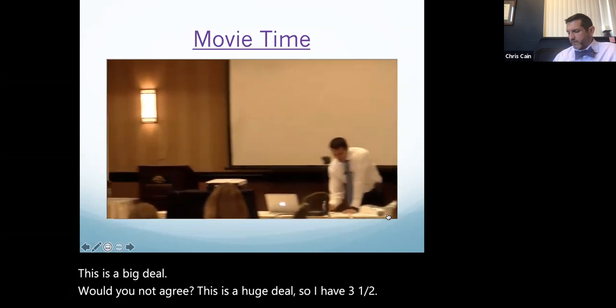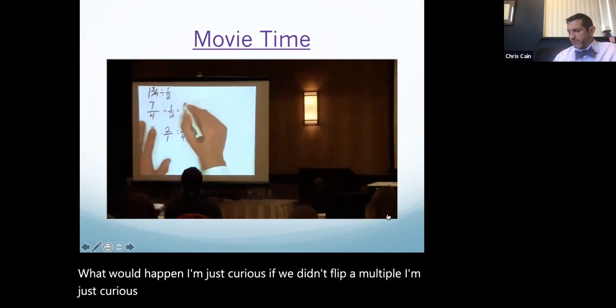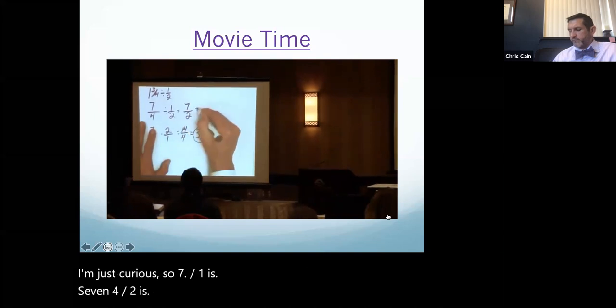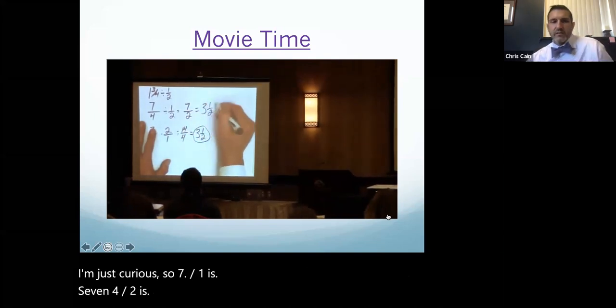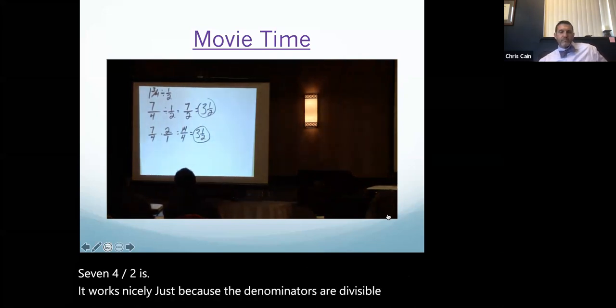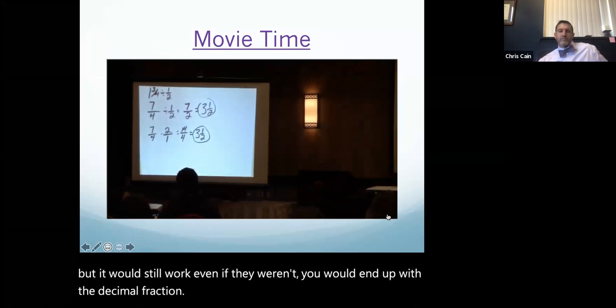What would happen, I'm just curious, if we didn't flip and multiply? So 7 divided by 1 is 7. 4 divided by 2 is 2. It works nicely just because the denominators are divisible easily, but it would still work even if they weren't. You would end up with a decimal fraction, which would really scare kids, right?